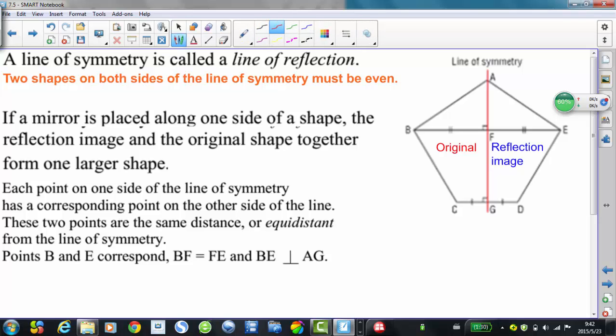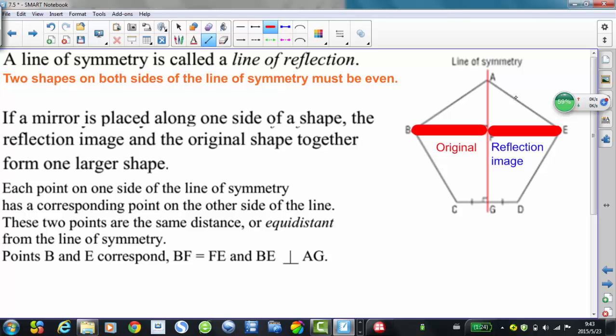For example, point B is one point in the original shape. This point has its corresponding point on the other side of the line of symmetry. Its corresponding point is E. These two points are the same distance, or equidistant, from the line of symmetry. This means if I draw a perpendicular line from B to the line of symmetry, this represents the distance from B to the line of symmetry. This BF is equal to the distance from E to the line of symmetry, which is EF.